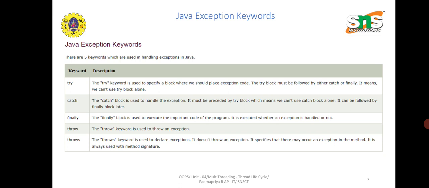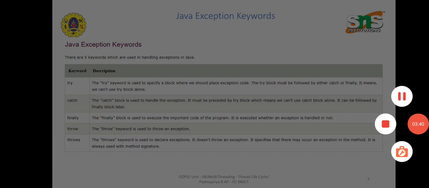The finally block is used to execute the important code of the program. It is executed whether an exception is handled or not. The throw keyword is used to throw an exception. The throws keyword is used to declare an exception. It doesn't throw an exception. It specifies that there may occur an exception in the method. It is always used with the method signature.